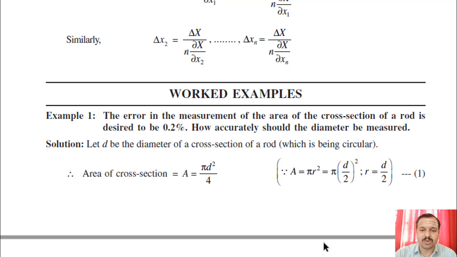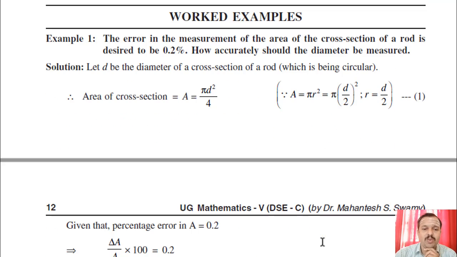So here is the first question. Please have a look at this. So what is there in this question? The error in the measurement of the area of the cross section of a rod is desired to be 0.2%. So what has been given? Percentage error has been given. Percentage error of the area of the cross section of a rod has been given to us. We have to find out how accurately should the diameter of that rod be measured. So we have to find out this question.